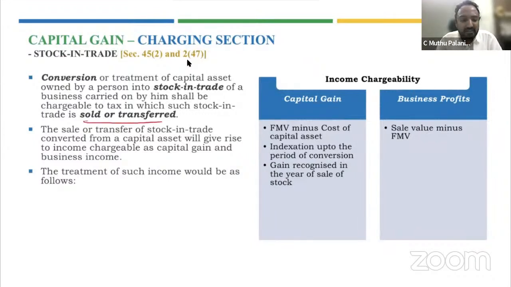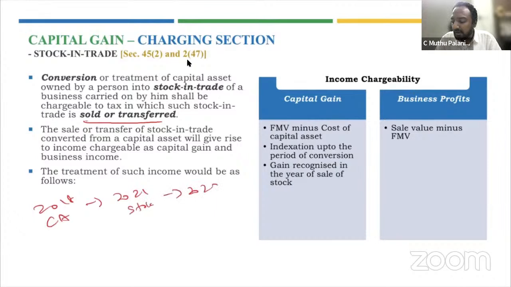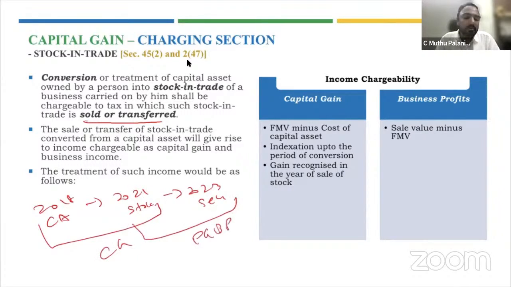I purchased the asset, let's say in 2018, as a capital asset. In 2021, I'm converting this into stock. In 2023, I'm selling. So this period is capital gain. This period is PGBP.